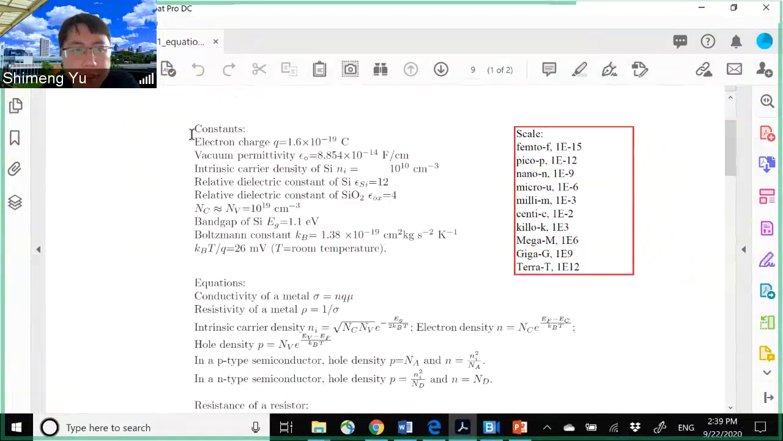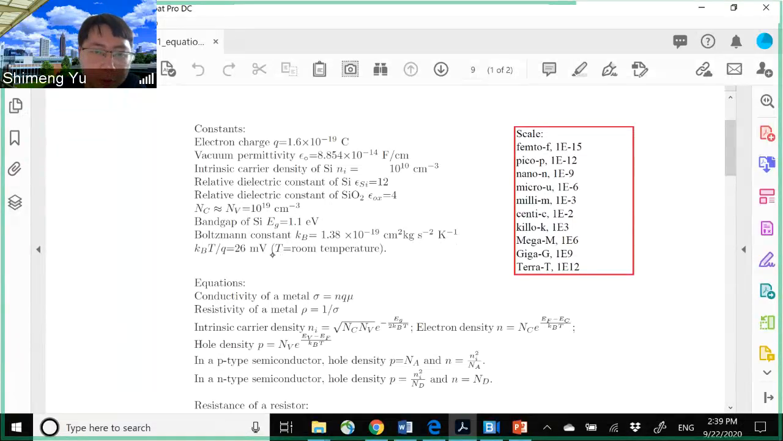So here we have some physical constants. Those are the constant numbers, like the electron charge, Q equals 1.6 times 10 to the negative 19 Coulomb. And the vacuum permittivity, epsilon 0, is this number. And then the intrinsic carrier density of silicon, Ni, equals 10 to the power 10. So this is at room temperature.